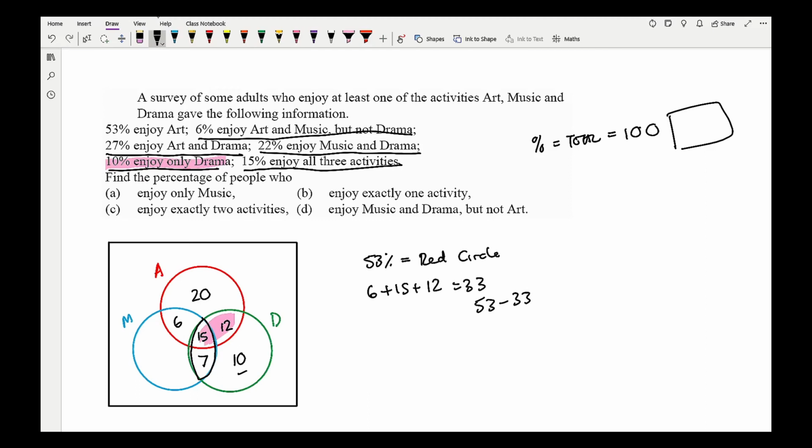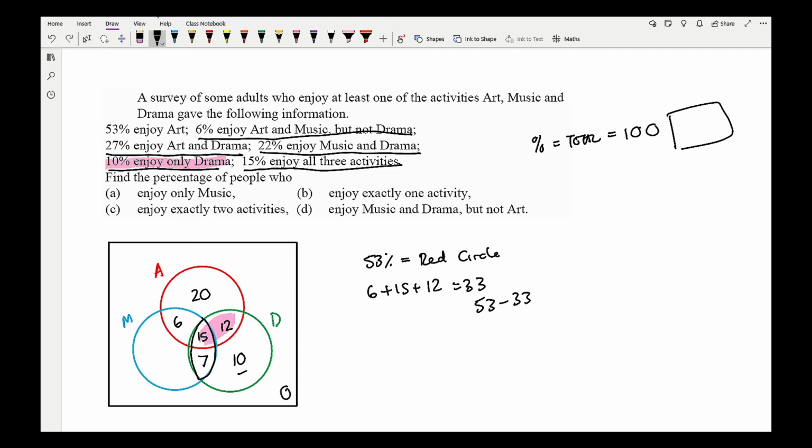Now from this we know that the total needs to add up to 100. It also says that we're not going to have any numbers outside of those 3 circles, because it says at the start that the survey is of some adults who enjoy at least one of those activities. So there is going to be no one who doesn't like at least one of those activities.